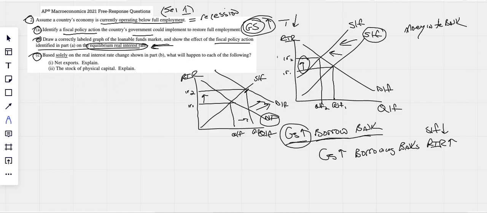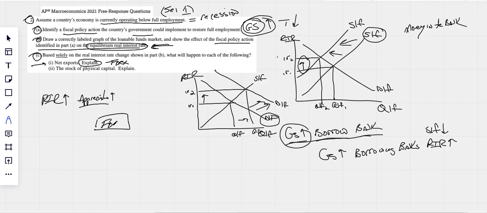All right, Part C: based solely on the real interest rate change in Part B, what will happen to net exports? And explain. So now we're talking about interest rates here. We know the real interest rate is going up, and it's a foreign exchange question. So this is really kind of a FOREX question. What we know is when interest rates go up, our currency will appreciate. And you're like, Charles, how did you know that? Well, let's talk about it for just a second.